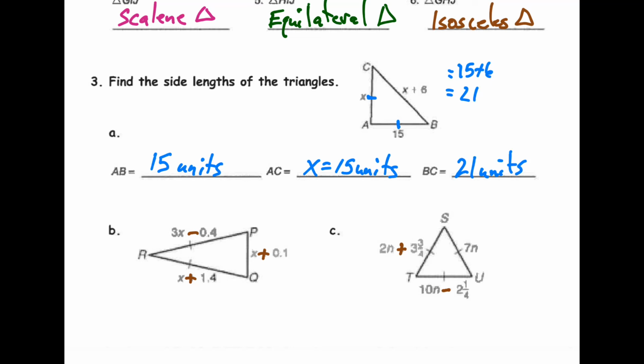Once again, we are trying to find all the side lengths of the triangle. And we can use our first one. We can figure this one out by using our knowledge of isosceles triangles. Those are congruent. So since they're congruent, we can set up the equation 3x minus 0.4 is equal to x plus 1.4. Once again, if you can't see the decimal or the symbols, I apologize for that one.